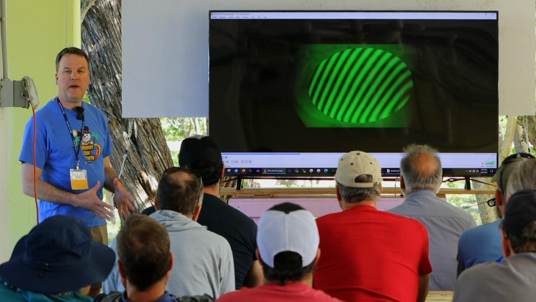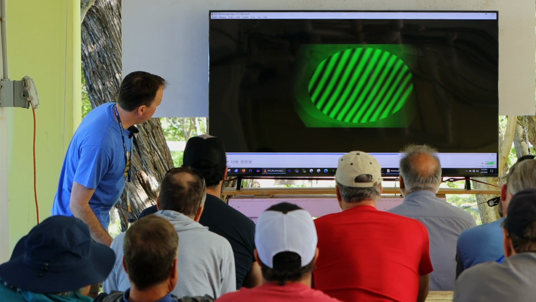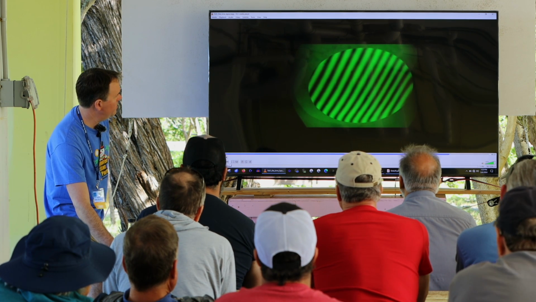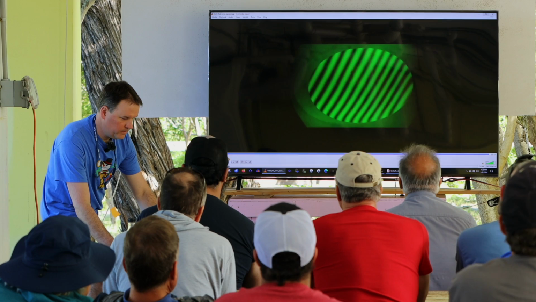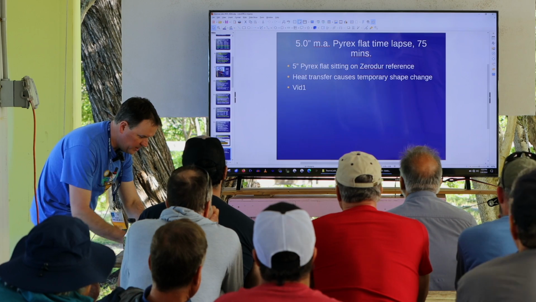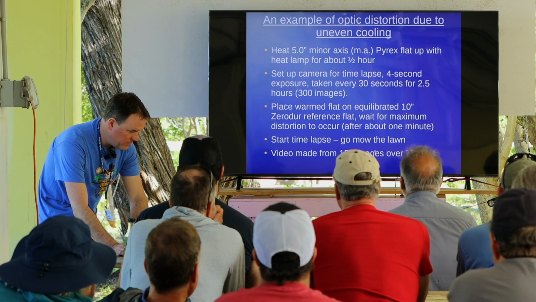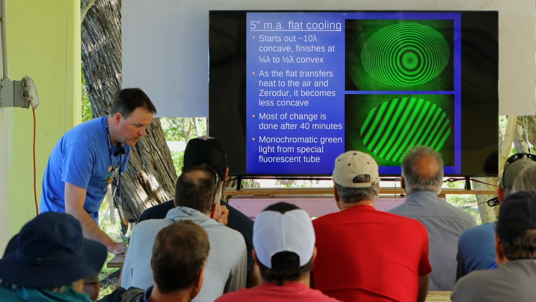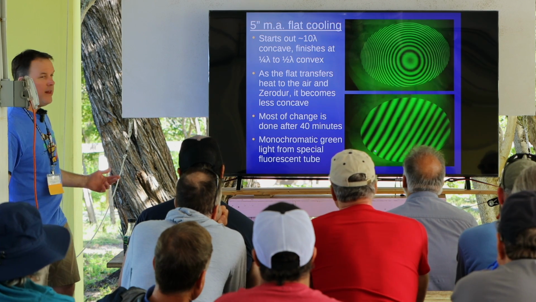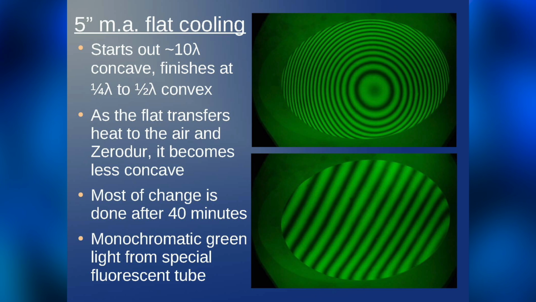This was about 75 minutes. And then we have a fairly flat mirror. It's not perfect, but it's pretty good. So what I actually have here, to make sure I get back to the same slide. I think I have to hit shift. Okay. So it actually started out about 10 waves concave. If you go through and count all the fringes, you can figure out how much the peak to valley is. And it ends up around a quarter to a half a wave, depending on how you're looking at it.